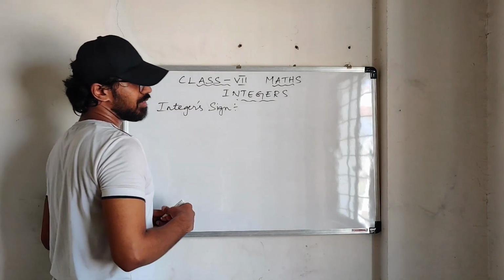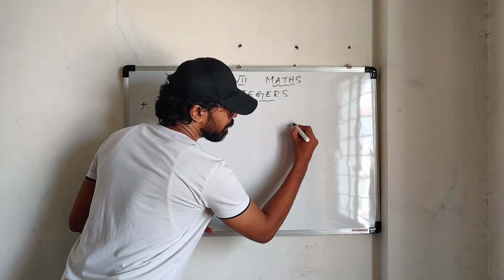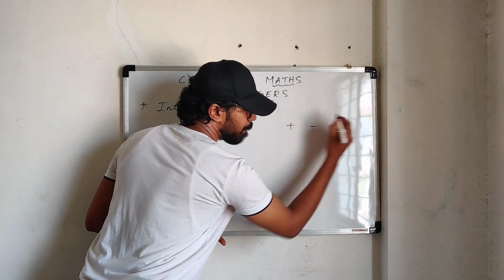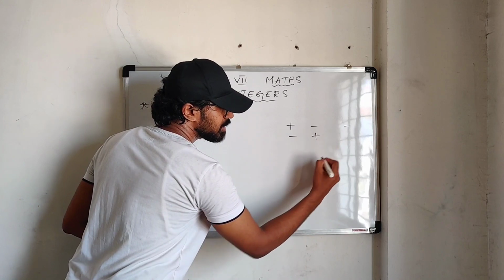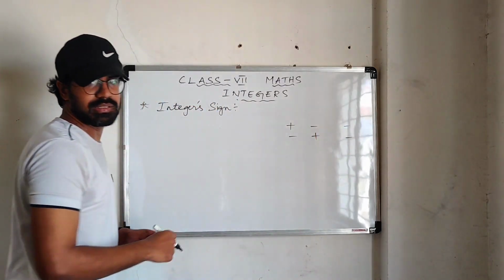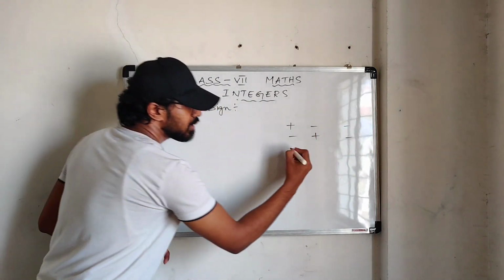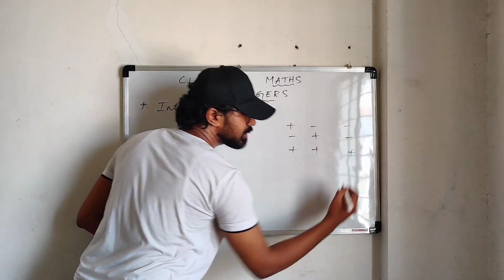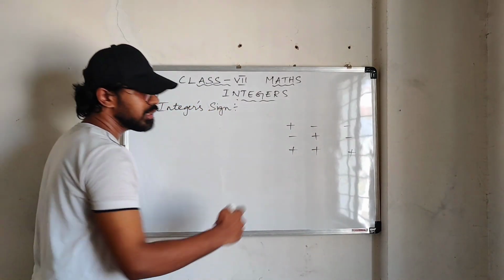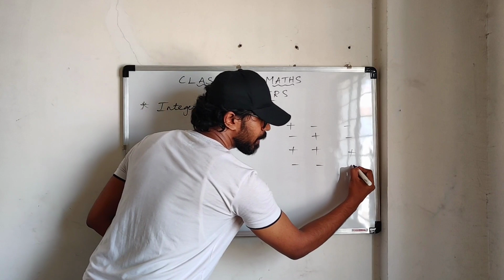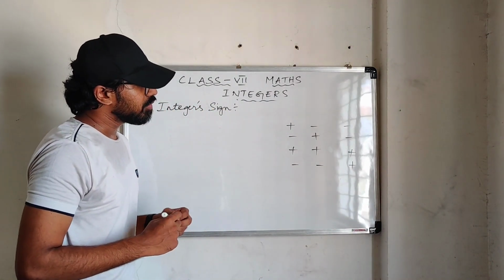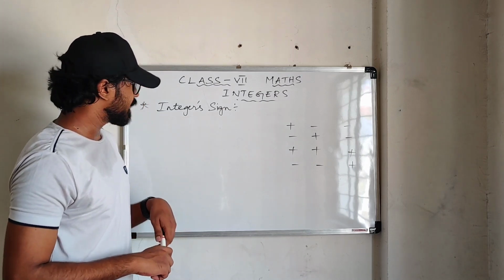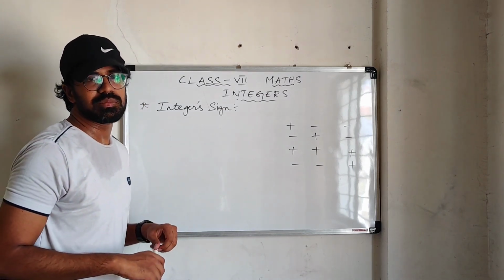The first one will be plus minus is minus. Okay. The next one is minus plus is also minus. Third one is plus plus is plus. And fourth one is minus minus is also plus. So these are the 4 rules which you have to remember at any cost while solving the sums in the integers chapter.